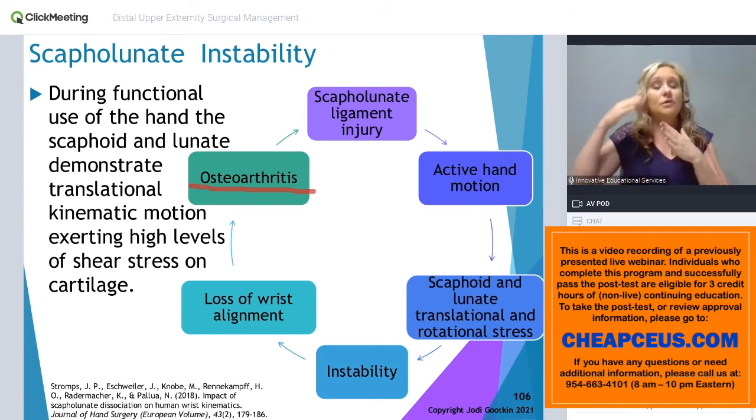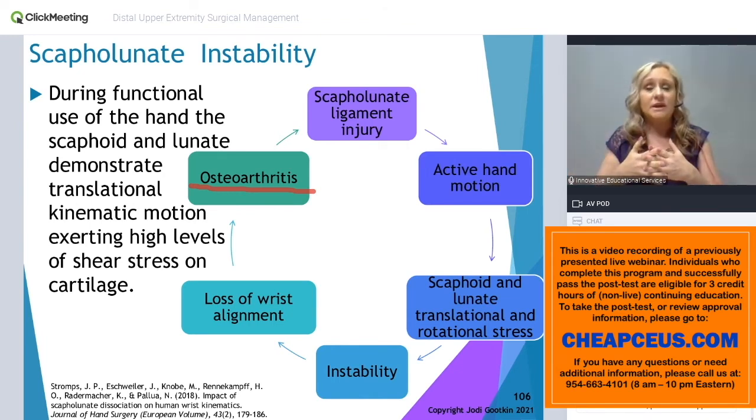Consideration might be, if long-term our patients are at risk for that when they have scapholunate ligament injury, that teaching them joint protection to be lifelong might be a consideration early on to help avoid something down the road.